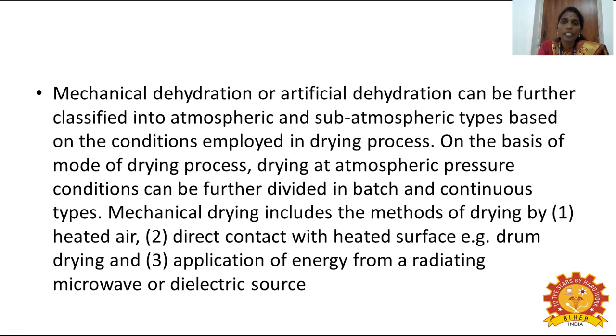Mechanical or artificial dehydration can be further classified into atmospheric and subatmospheric types based on the conditions employed in the drying process. On the basis of mode of drying process, drying at atmospheric pressure conditions can be further divided into batch and continuous types. Mechanical drying includes the following methods: first, heated air; direct contact with a heated surface, such as drum drying; and application of energy from a radiating microwave or dielectric source.